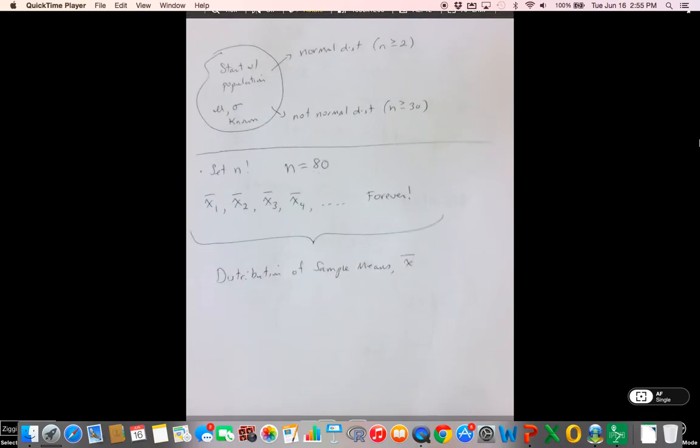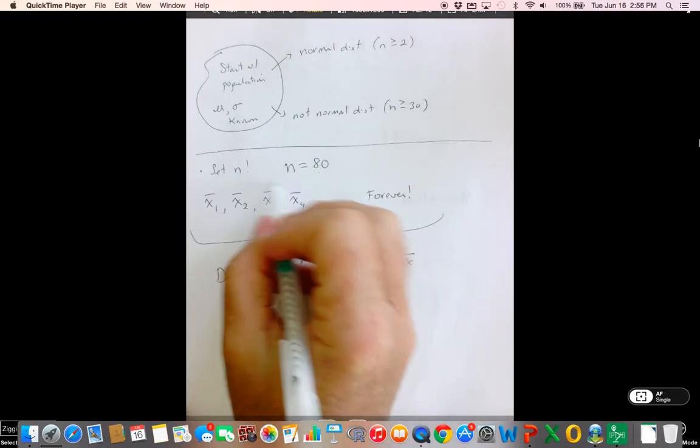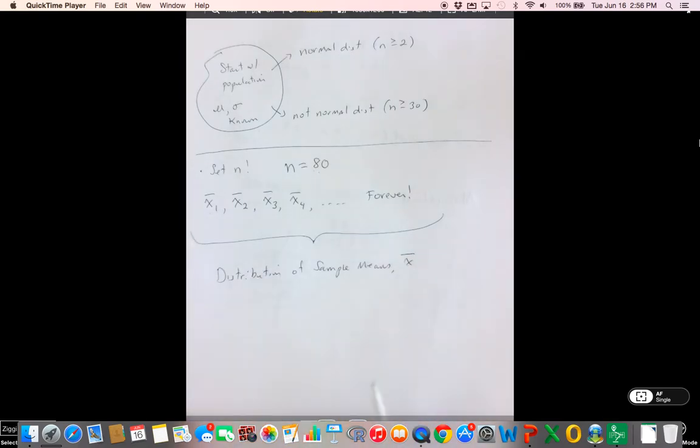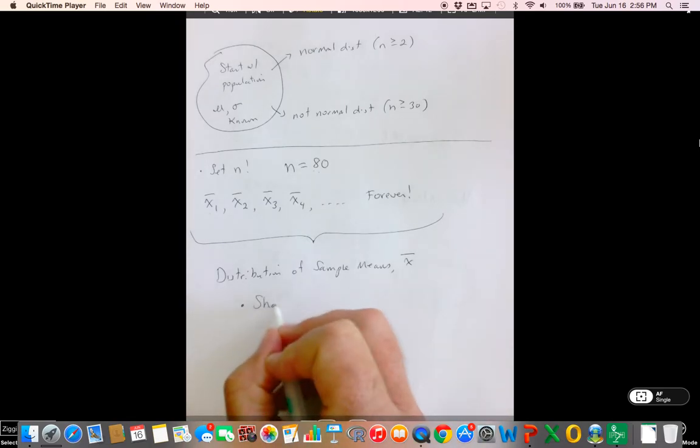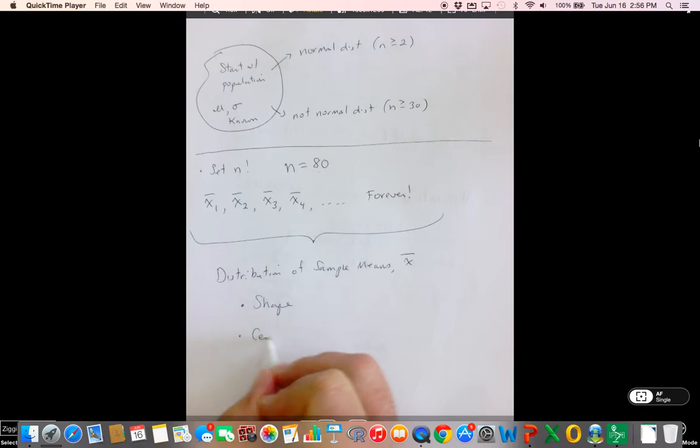So how many do we have? Well, we got a bunch of them. We got infinitely many of them. But what happens when we do a study is we have one of these, and we use one of these to actually make important decisions about whatever we're conducting our study on. Now, what would I like to know about this distribution of sample means? 3 things. I'd like to know the shape. I'd like to know the center. And I'd like to know the spread.